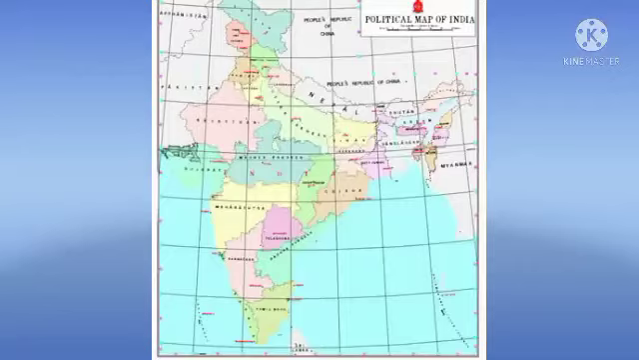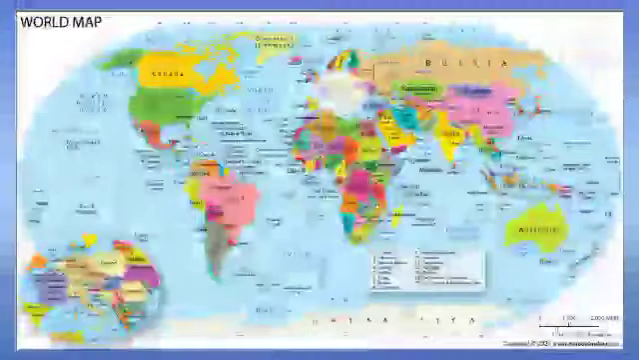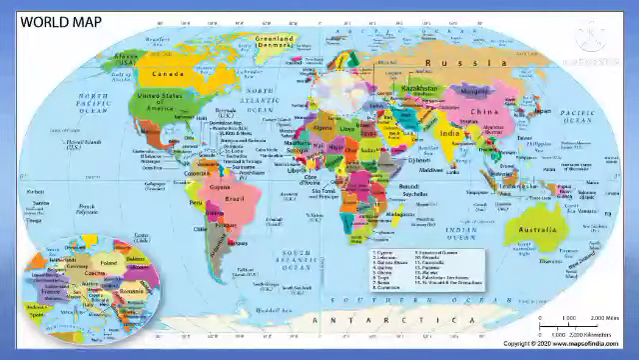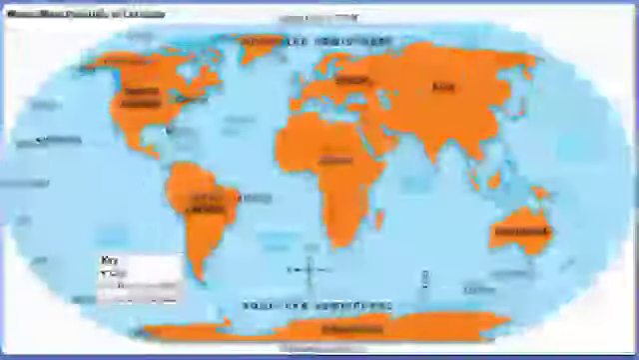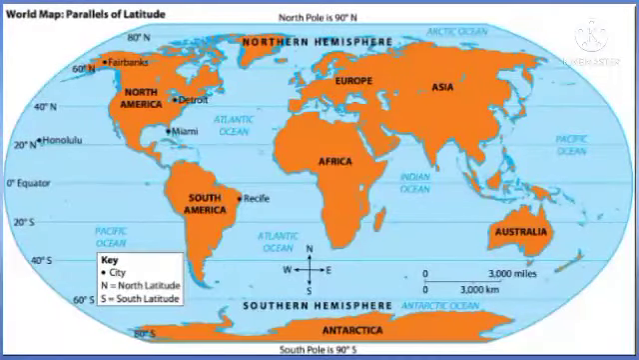Now, look at this first map that is on your screen. This map shows India in the political sense. There are different states in India along with neighbors. India is located above the equator. So, India is located in the northern and eastern hemisphere of the earth. It is located in the south part of the Asian continent.